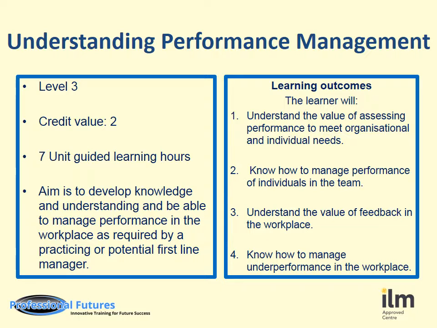You can see that the learning outcomes are split into 4. This means that at the end of the module you will be able to understand the value of assessing performance to meet organisational and individual needs. The second learning outcome states that you will know how to manage performance of individuals in the team, and the third states that you will be able to understand the value of feedback in the workplace. The final learning outcome states that you will know how to manage underperformance in the workplace.